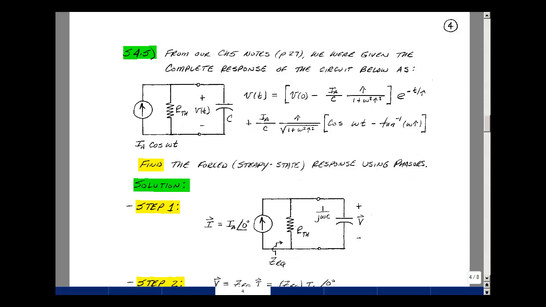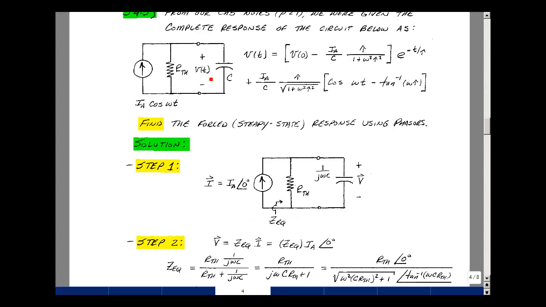techniques. Our three-step algorithm is first to transform the problem from the time domain to the frequency domain. A resistor is still a resistor. A capacitor, though, becomes an impedance of 1 over j omega c. And our current source, which was a cosine function, is going to have a magnitude, I sub a, and an angle of 0. We're trying to solve for this voltage V of t in steady state. And that would be the voltage, our phasor voltage here.